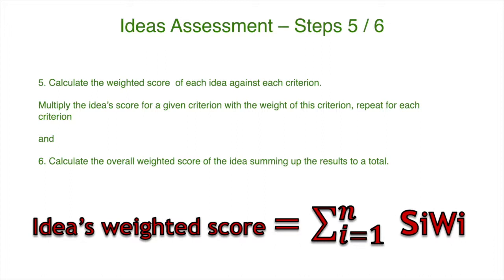Then we calculate the weighted score for each idea against each criterion, and this is done easily by multiplying the idea score for a given criterion with the weight that we have given to this criterion previously, and then we repeat this for each criterion. So we calculate the overall weighted score of the idea simply by summing up the results to a total using this formula.